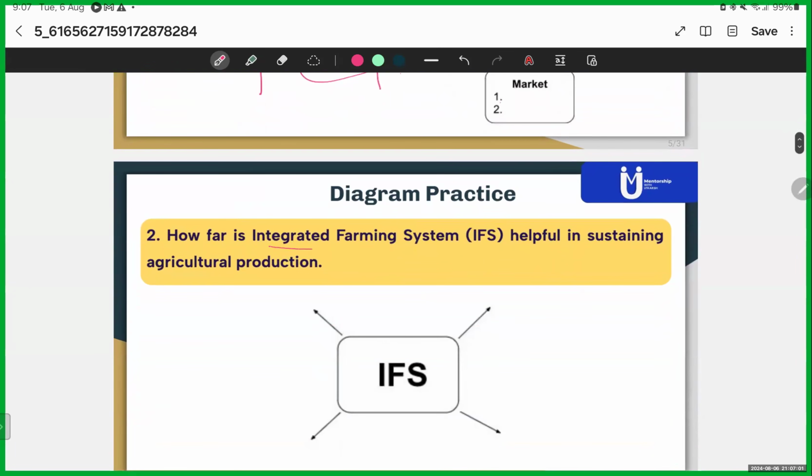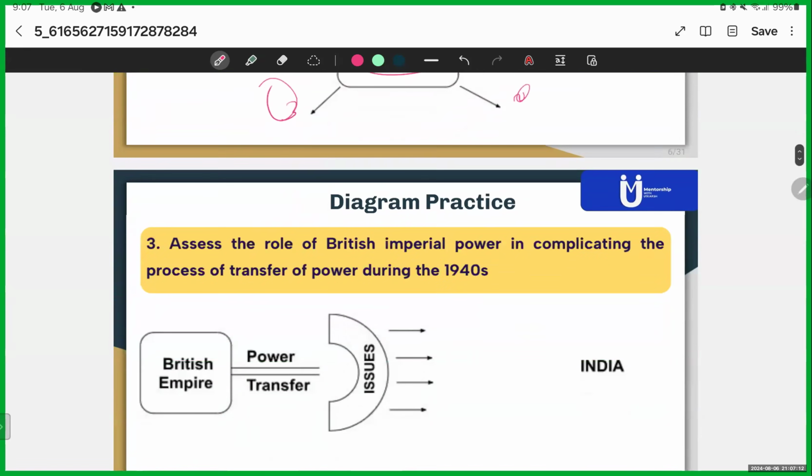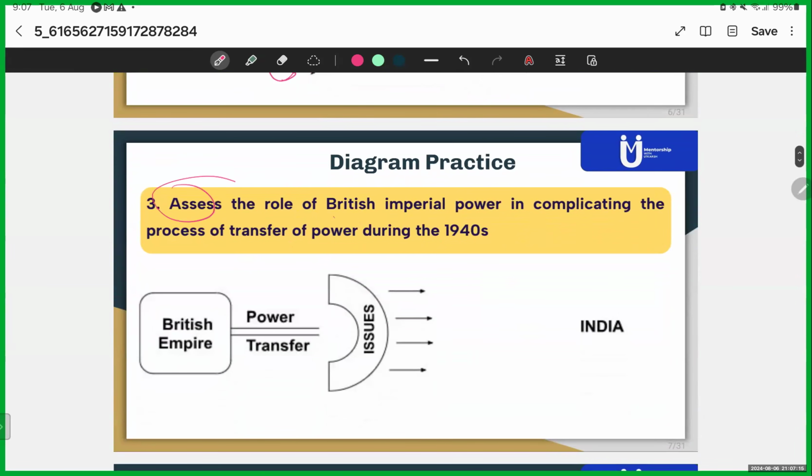Okay. How is the integrated farming system helpful in sustaining agricultural production? Okay. If it is about IFS, just write it now, whatever factors you have. Now assess the role of British imperial power in complicating the process of transfer of power during the 1940s. Okay, so British Empire, you can mention certain elements. Power transfer, what issues it generated? Here it is. Nothing, means you are just summarizing a question or something. Below it, directly you can start with the analysis.